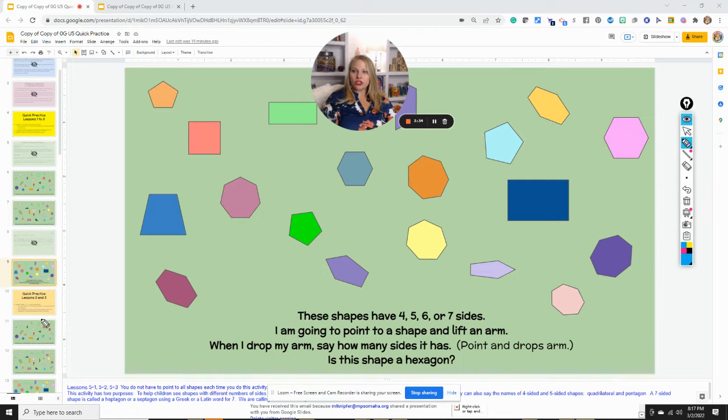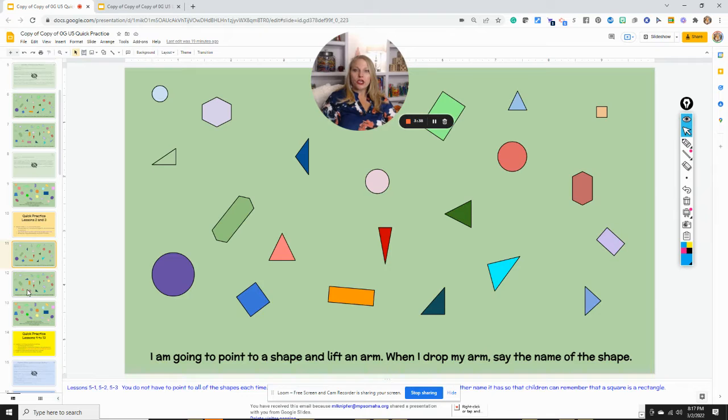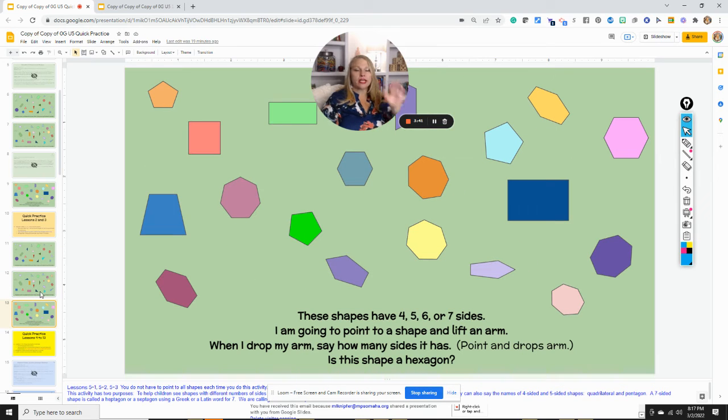Okay, so that's what you're going to do for this quick practice. You'll notice that that repeats itself for lesson 2 and 3. You'll have 3 slides to kind of go through. Kids just point to different ones. Student leaders do. You give a signal, they tell you what it is.